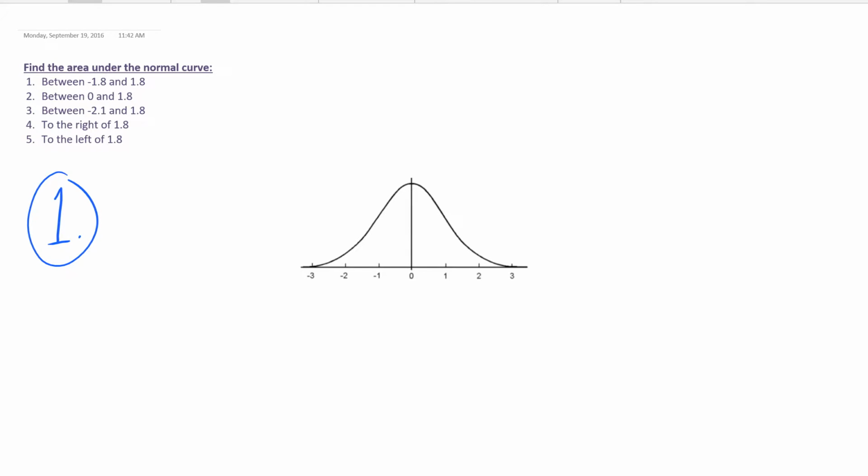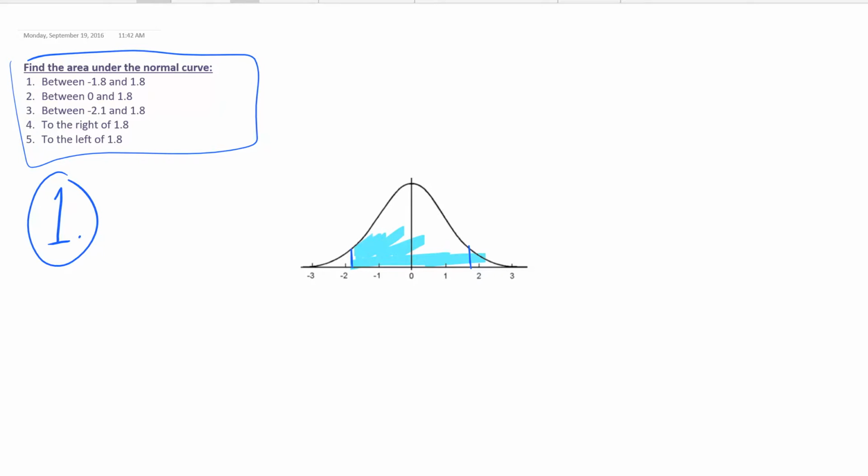In this video, I am going to talk about how to find the area under the normal curve. I have selected 5 problems. To solve these problems, you'll need 2 things, a calculator and a normal curve table. There is a normal curve table provided in the back of your textbook. Let's start with finding the area under the normal curve between negative 1.8 and 1.8.